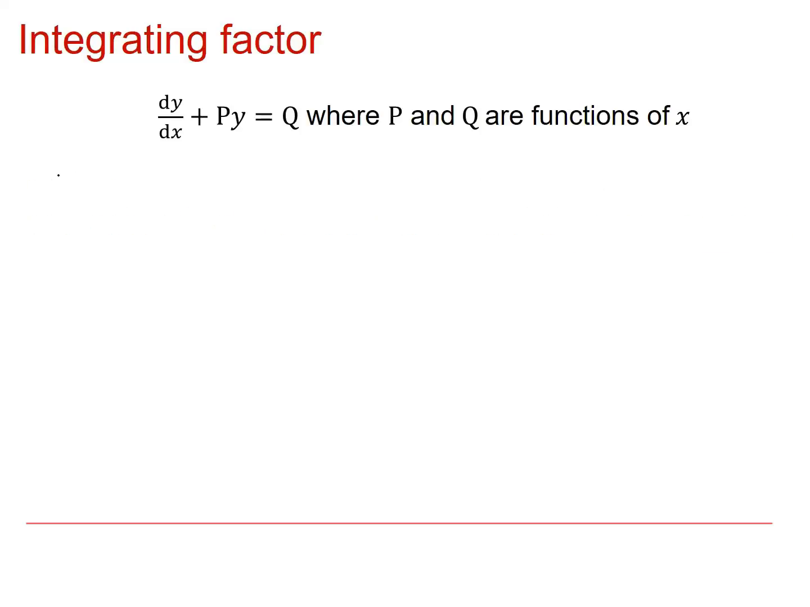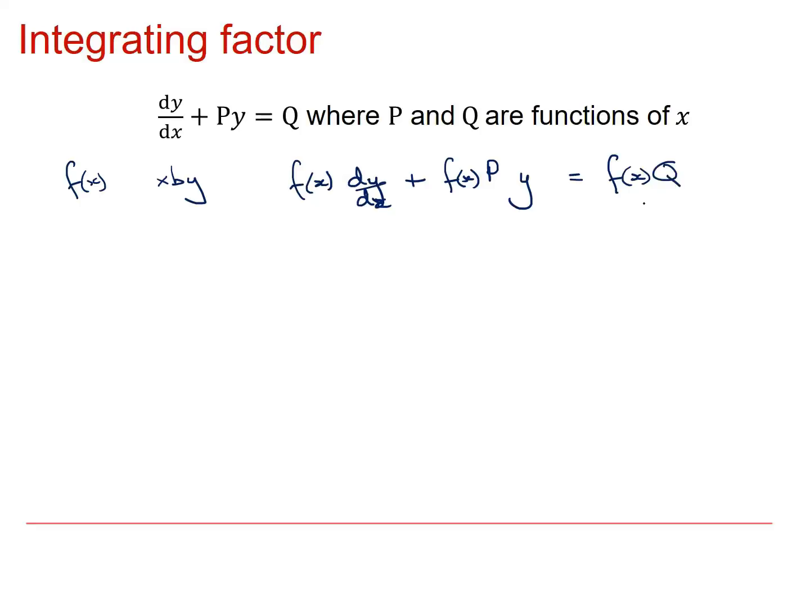So what do we need to do? Well, we want a function of x which, when we multiply through, gives us our function of x times dy/dx, plus our function of x times p, which is also a function of x, times y, is equal to our function of x times q, which is another function of x. And we want this left-hand side to be a perfect derivative.